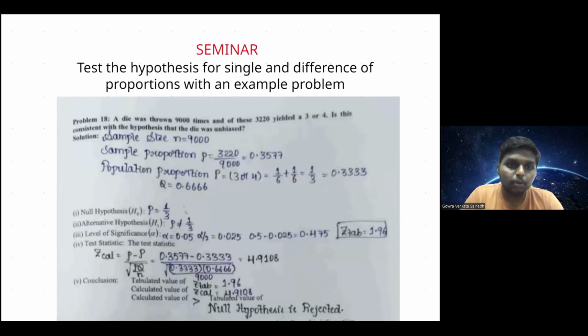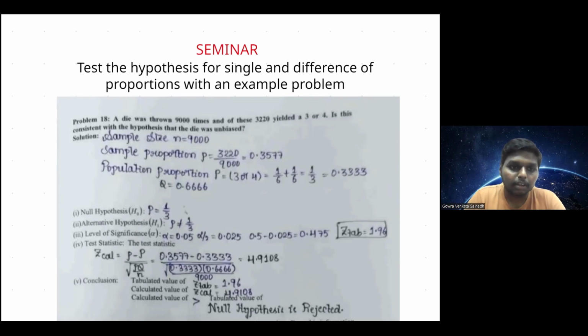A die was thrown 9,000 times, and of these 3,220 yielded 3 or 4. Is this consistent with the hypothesis that the die was unbiased? So here we got a problem in which the die was thrown 9,000 times, in which 3,220 times it gave a 3 or 4. Now we have to make a hypothesis, that the die was unbiased. So let's see how to check.